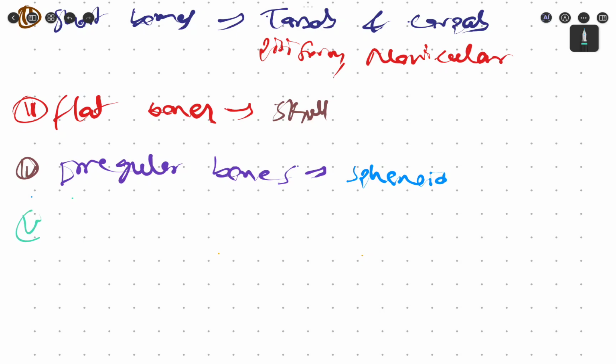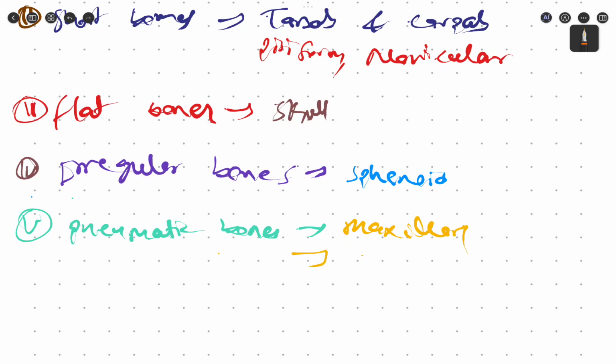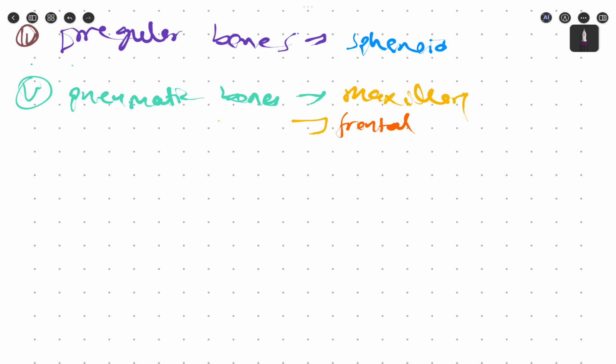Then we have pneumatic bone. Pneumatic bones are extremely light. For example, the maxillary has sinuses. Then there is the frontal, which also has sinuses. So all those bones which have sinuses to make them lightweight are pneumatic bones.